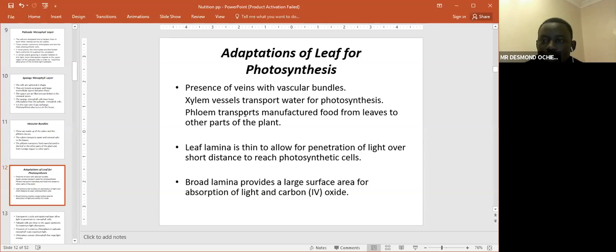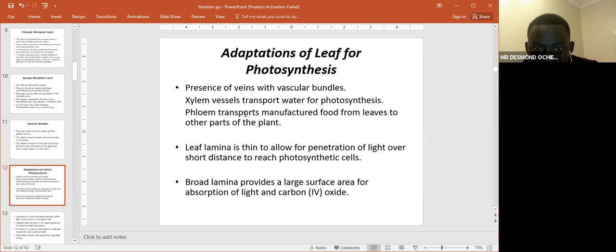So if you are to restructure this point so that it comes out like an adaptation, you can say the leaves have veins which contain the vascular bundles, that is the phloem and xylem. State the function of the xylem and the one for the phloem. The xylem vessels transport water for photosynthesis, while the phloem transports manufactured food from the leaves to other parts of the plant.